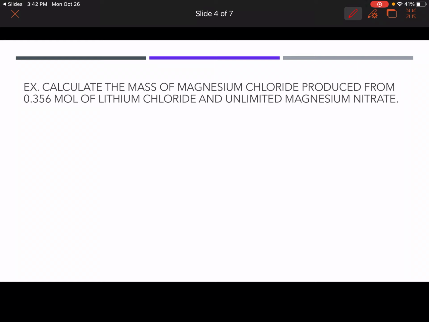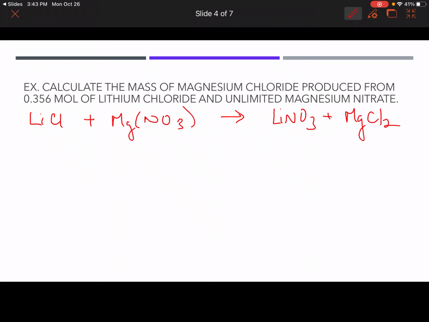Okay, so we're just going to work through some examples here. Calculate the mass of magnesium chloride produced from 0.356 moles of lithium chloride and unlimited magnesium nitrate. So first up, we're going to write the equation here, and I would give this to you. So we've got lithium chloride plus magnesium nitrate becoming, and now this is a double displacement reaction, so lithium nitrate plus magnesium chloride, which is MgCl2, and I need a 2 here and a 2 there. Oops, I forgot the 2 there. And I think we're balanced here.